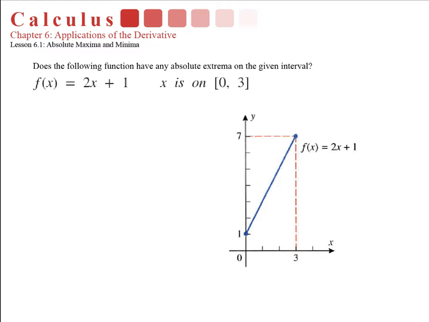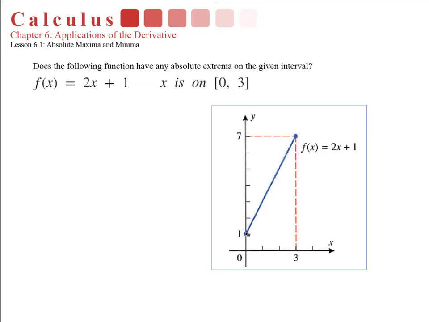Does the following function have any absolute extrema on the given interval? f of x is a linear function, mx plus b, 2x plus 1, and x is on the closed interval from 0 to 3. This means that it includes the endpoints. So we graph it, we inspect it graphically, and we notice that since it's a linear function and since the slope is positive 2, it's an increasing function, which means that the absolute extrema have to exist at the endpoints themselves. So the answer to this question is yes, it does have absolute extrema.